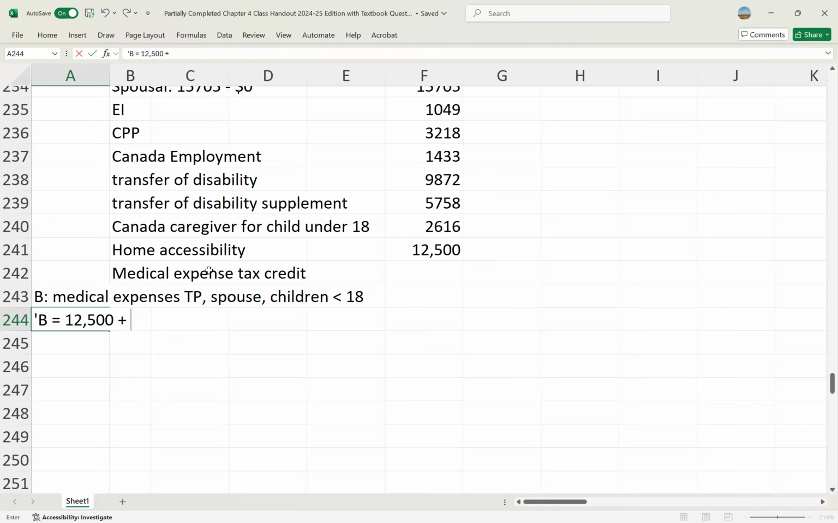$12,500 plus 12,165. So the B amount then is going to be 24,665. And then we have minus C.